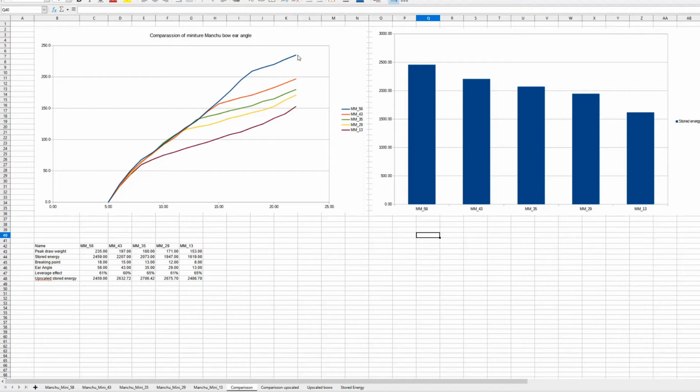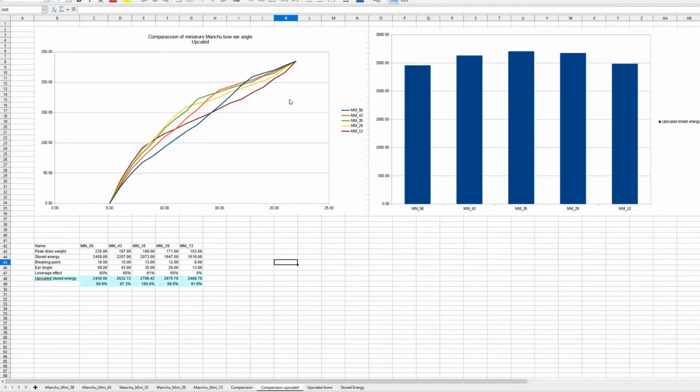It scales perfectly because mechanical advantage is physics, and physics doesn't care about scale. It works in the same way. So I have a new chart for the upscale bows. Now we can see all of them end at 235 grams. We can also see on the other table with stored energy that the one with the most energy is MM35.